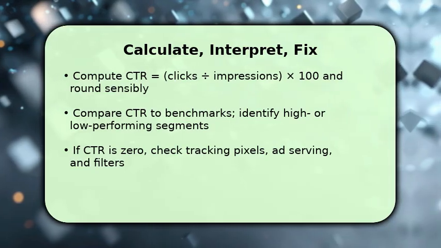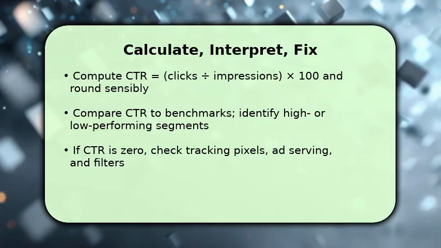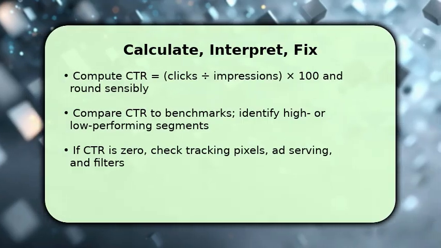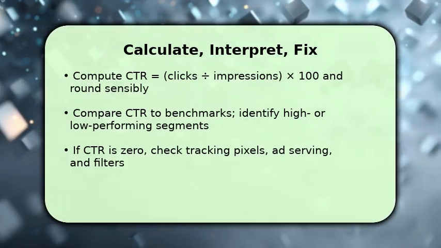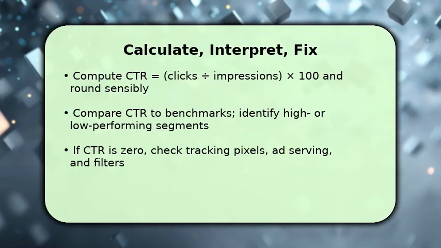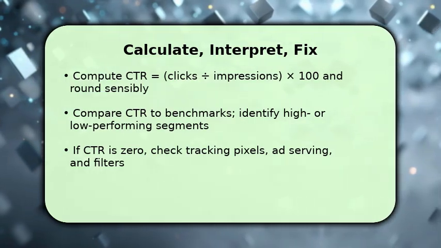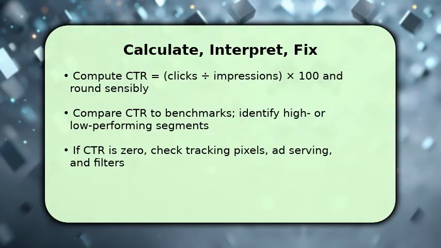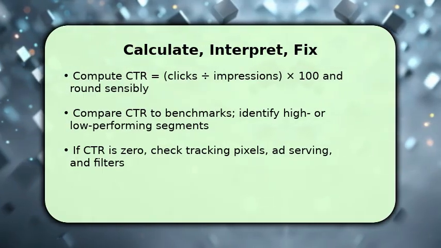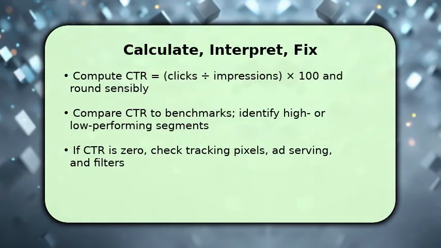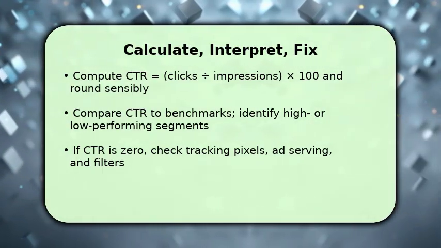Higher means better relevance or creative, lower suggests issues with copy, targeting, or placement. If numbers seem wrong, verify your tracking pixels, add server logs, and filter rules. One key troubleshooting tip. If CTR is 0 or implausibly low, confirm impressions are recorded correctly before changing creatives or targets.